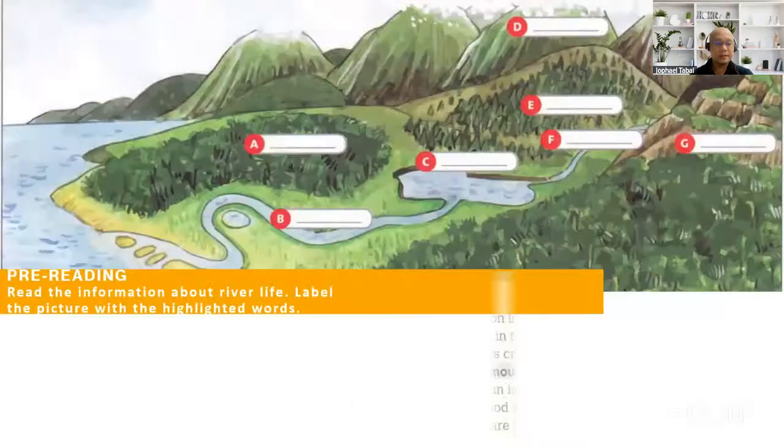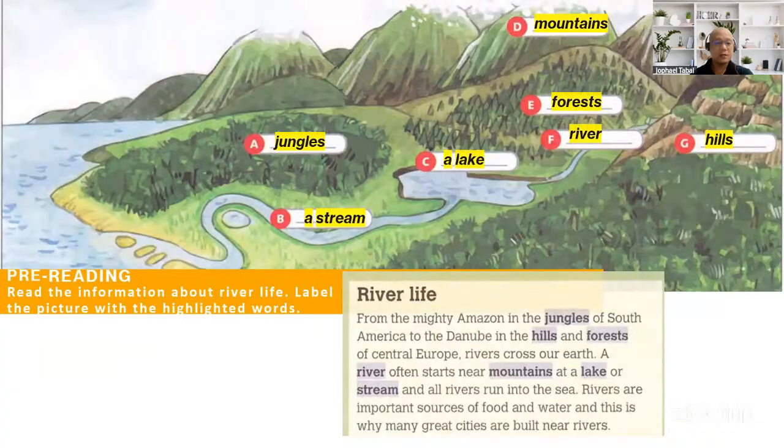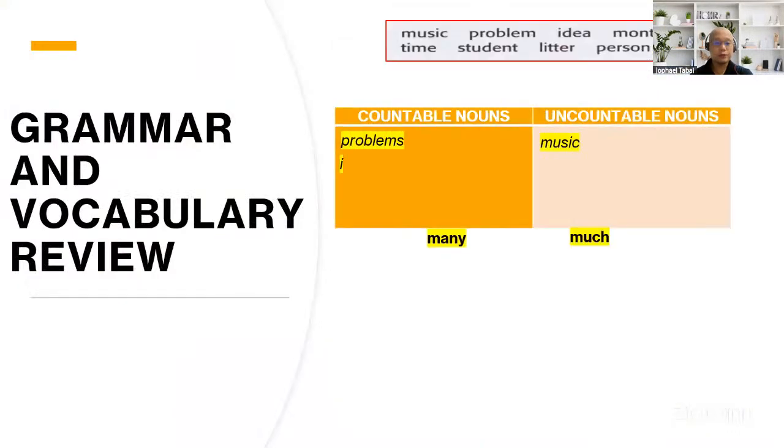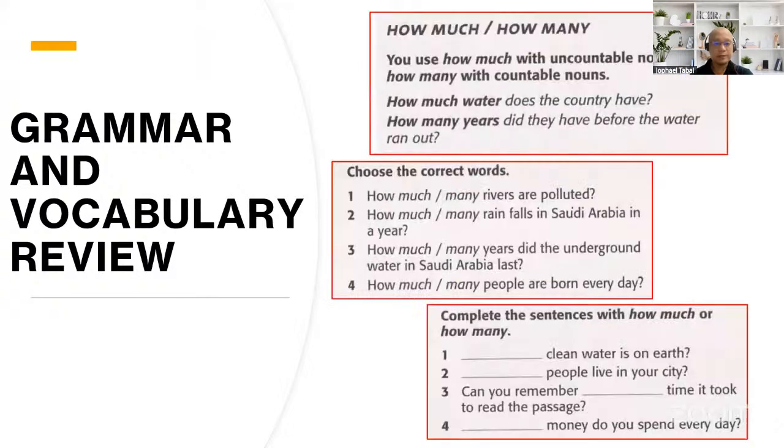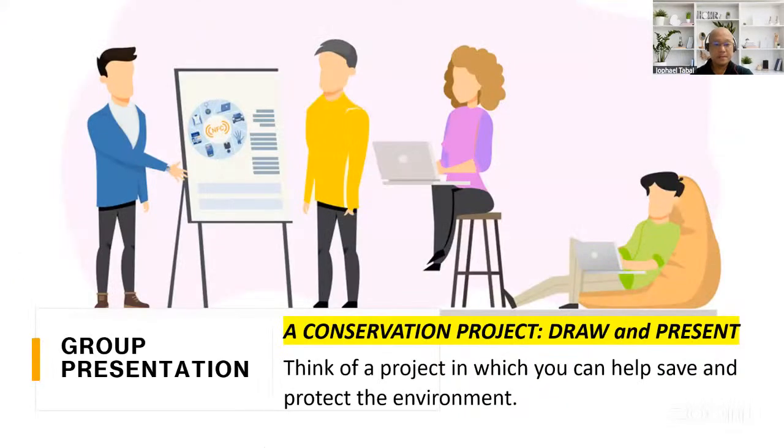So today in this evening's exercise, I want you to think of a conservation project which you think can help save and protect the environment. Okay, so again, in today's exercise, I want you to think of a conservation project which you think can help protect the environment. In this case, you don't need to draw since this is an online class. You just need to answer a few questions.